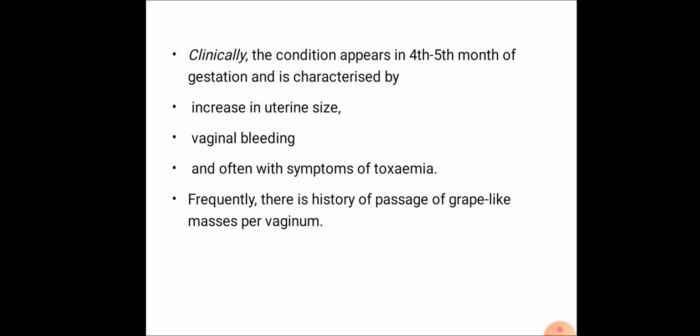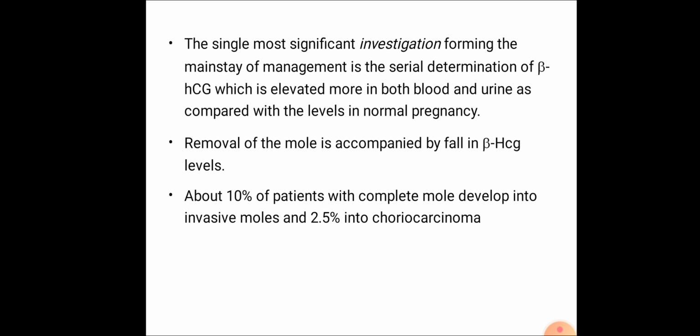Clinically, the condition appears in the 4th to 5th month of gestation and is characterized by an increase in uterine size, vaginal bleeding, and often symptoms of toxemia. Frequently, there is a history of passage of grape-like masses per vaginum.